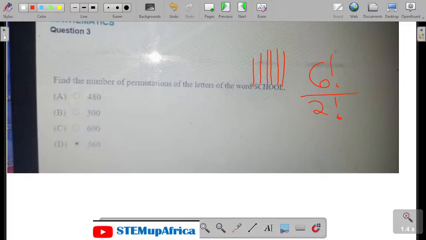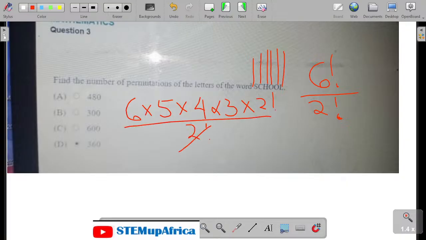You can simplify this by writing the factorial reduced by 1. So I'm having 6 times 5 times 4 times 3 times 2 factorial over 2 factorial. 2 factorial cancels 2 factorial. I'm left with 6 times 5 times 4 times 3. If you multiply this, 6 times 5 is 30, and 30 times 12, which is 4 times 3, will give us 360.